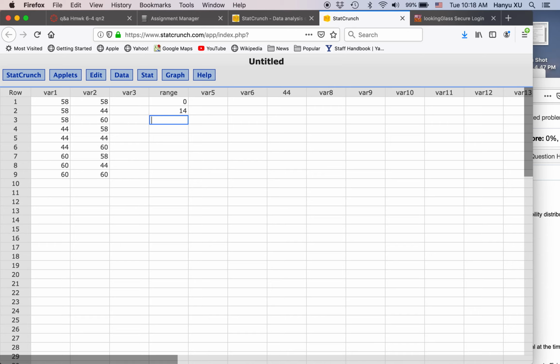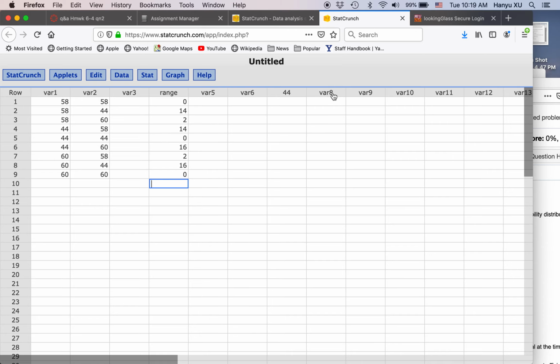Similarly, you can do the rest. 58, 60, the difference is 2. 44, 58, difference 14. 44, 44, difference is 0. 44, 60, the difference is 16. 60, 58, the difference is 2. 60, 44, the difference is 16. 60, 60, the difference is 0. So you have the range all listed down here. You have 9 numbers here, each of them with a probability of 1 over 9.